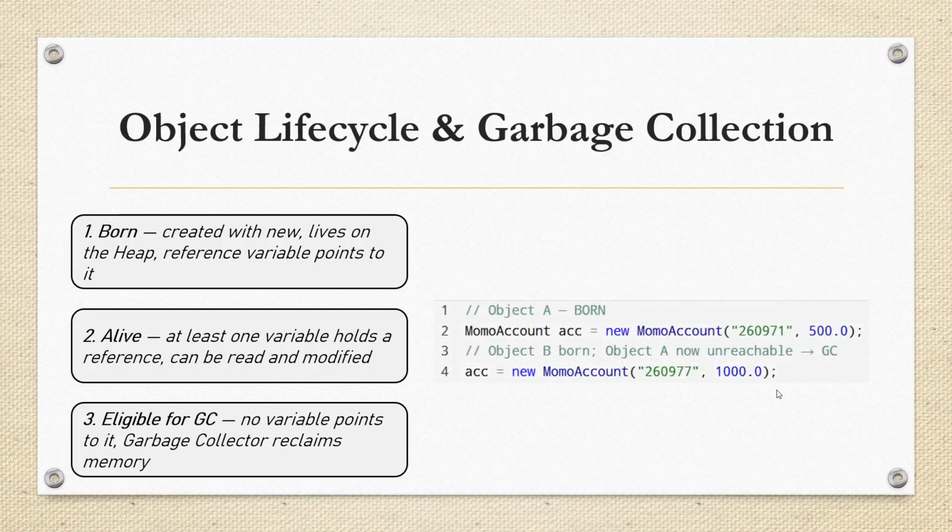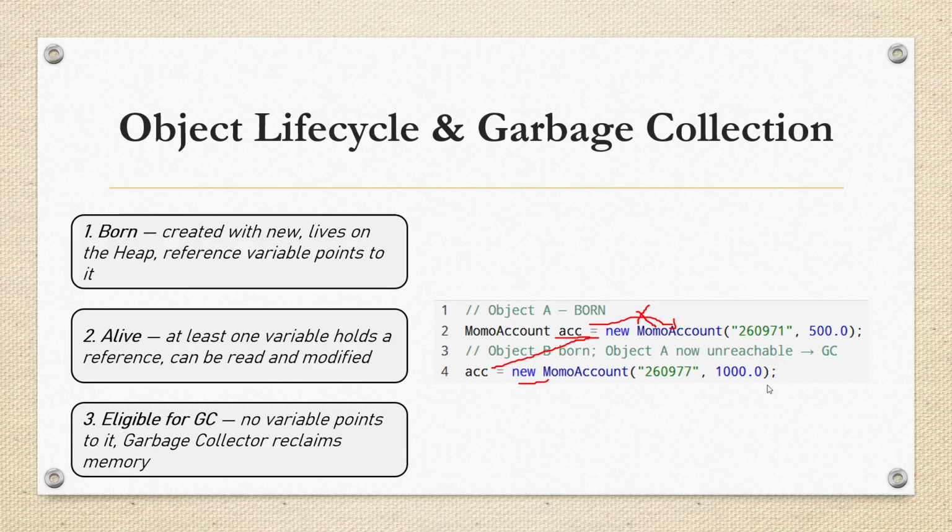Here's a good example for it. On line number 2, we create an object, so the object is born, and then we call new again. This is so important because when we call new MomoAccount, what we've essentially done is take acc, our reference variable pointing to this initially, disconnect it, and reassign it to something new. The JVM will notice that this is now hanging, and then it will essentially delete that.